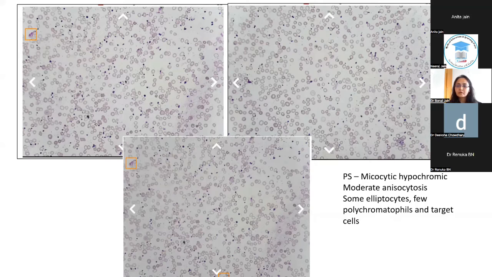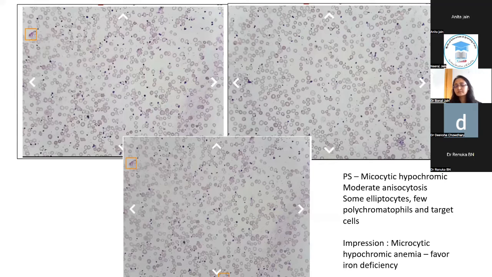And there are some poikilocytes, cells of different shapes. There are some elliptocytes, some target cells. So this is a standard microcytic hypochromic anemia, and that's how classical iron deficiency anemia looks. You see cells of varying sizes, some small, some big, some less hypochromic, some more hypochromic. It's a standard microcytic hypochromic anemia, standard iron deficiency anemia.